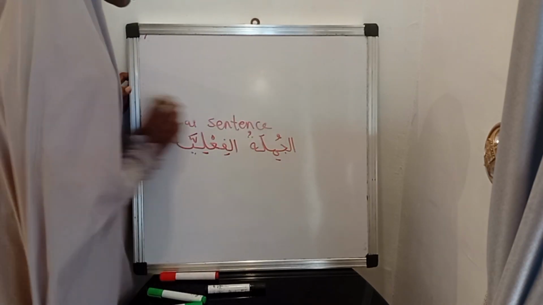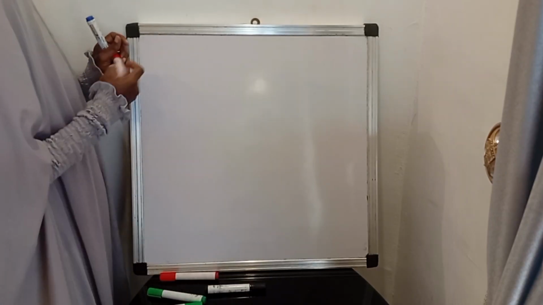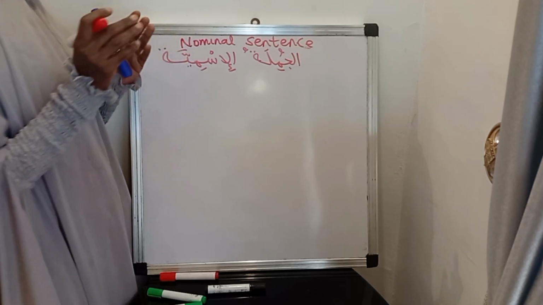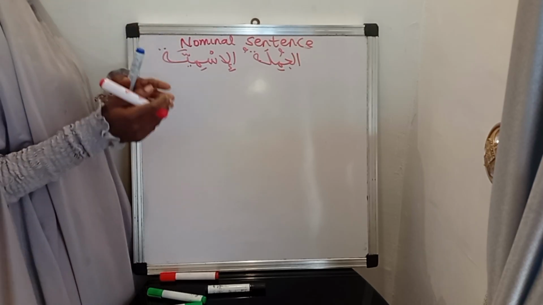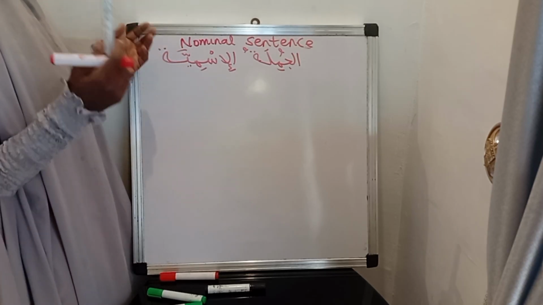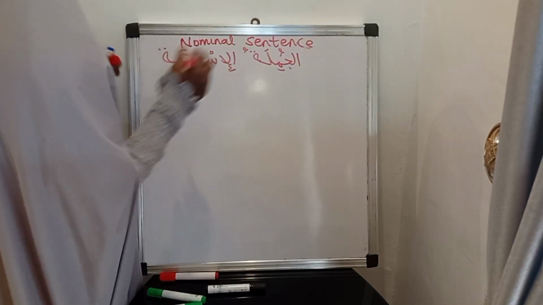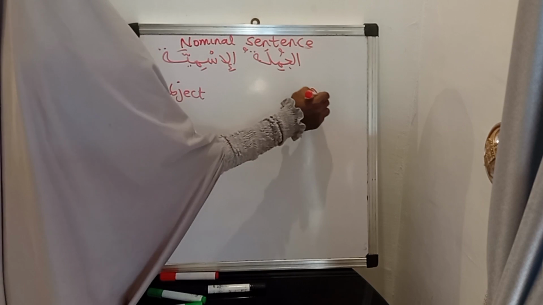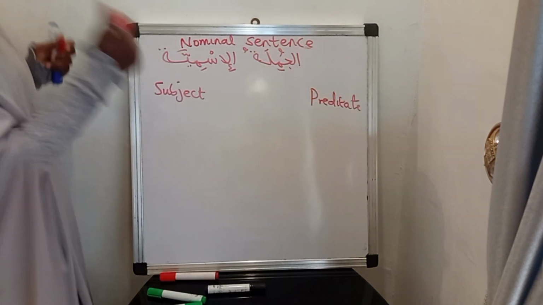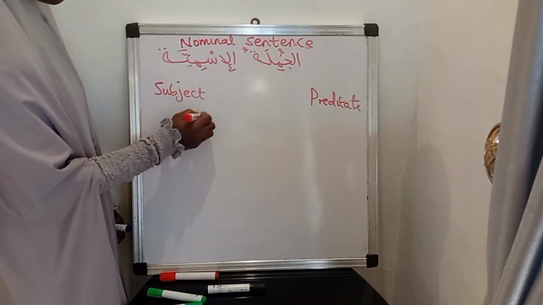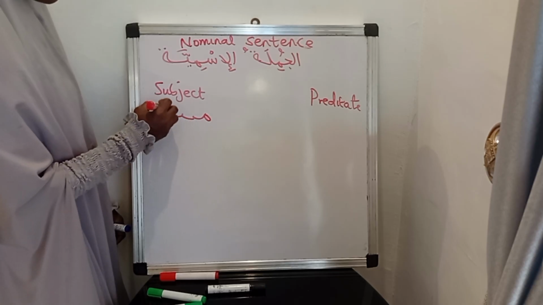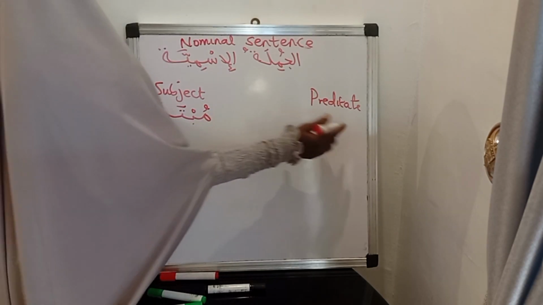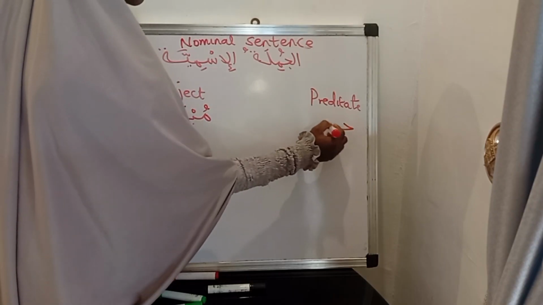Let's wipe this off and let's start with the nominal sentence. What is a sentence? A sentence is a group of words that makes complete meaning. In a sentence, we have what we call the subject and the predicate. Now, in Arabic, the subject is called mubtada, and the predicate is called khabar.